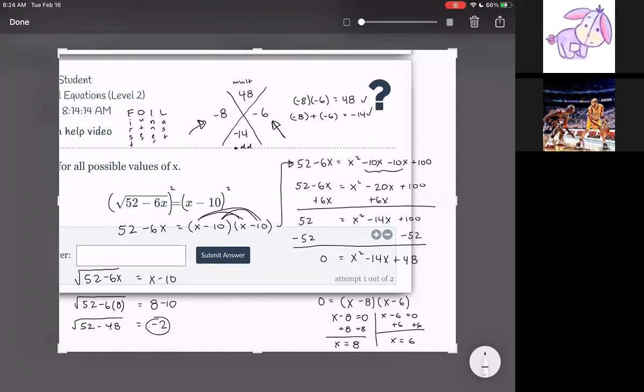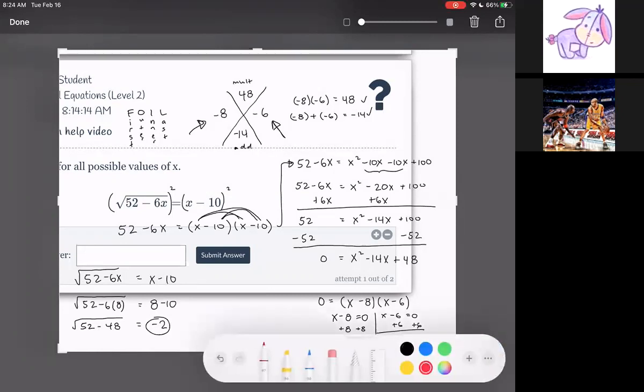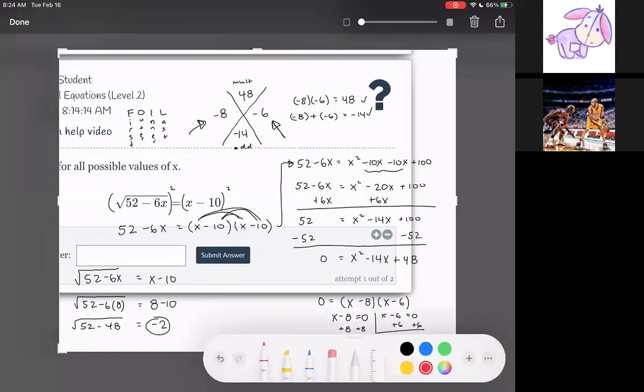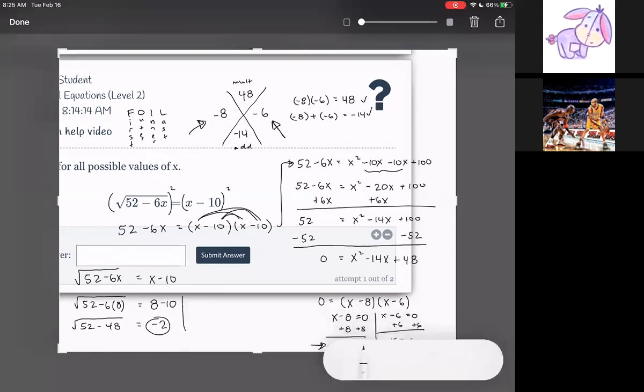So x equals 8 cannot be a solution because you don't want your square root to equal negative 2. So I'm going to cross that one out because we don't want it to be a negative number. We're going to try the same thing for the other x value that we got, which was x equals 6. So let's try that one out.